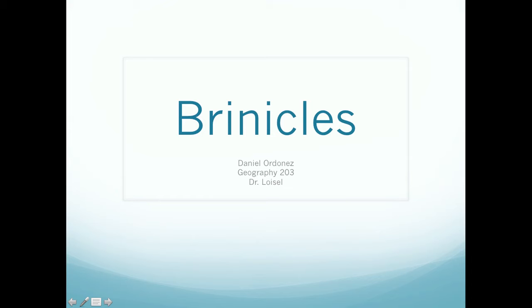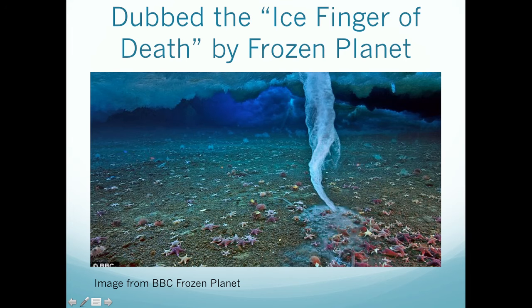On this next slide, there's a picture of a brinicle right there. It's the piece of ice that extends from the surface ice down to the sea floor. You can kind of see the extension all the way reaching down to the sea floor. It was dubbed by Frozen Planet the ice finger of death. Some people also call it an ice stalactite because it grows downwards. But it's not just deadly, as we'll learn about later. It can also be productive.